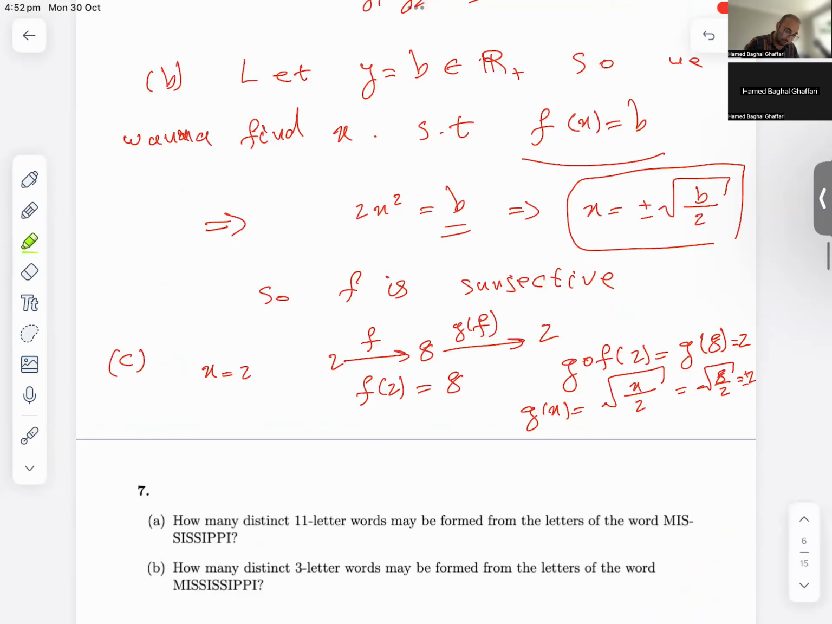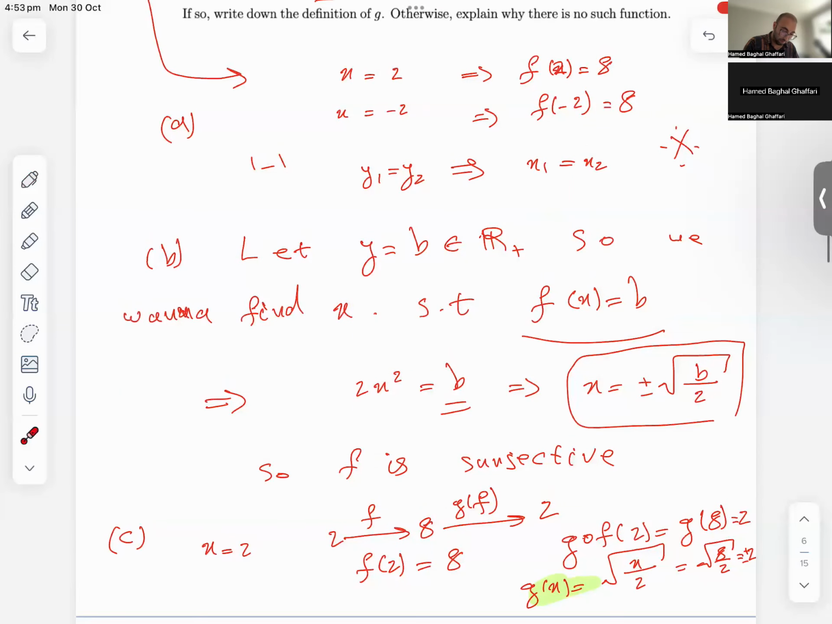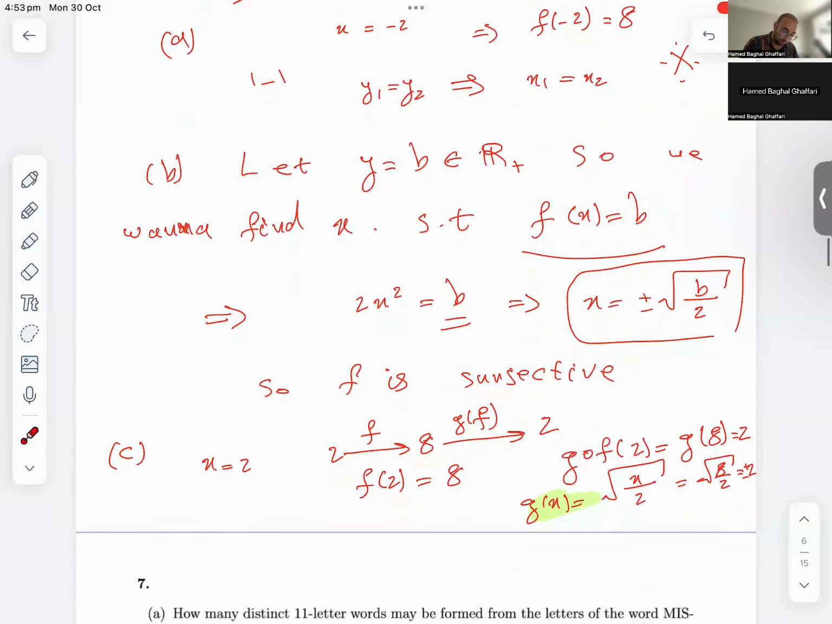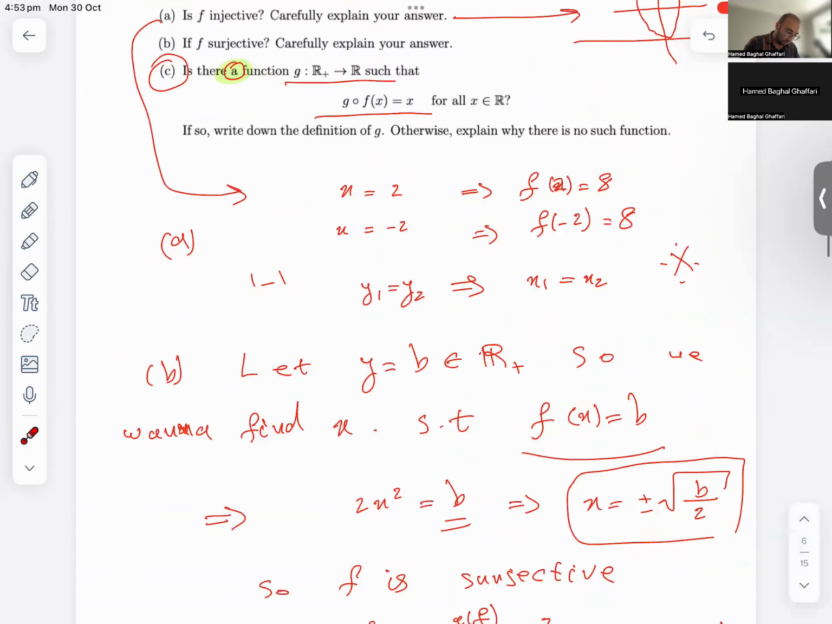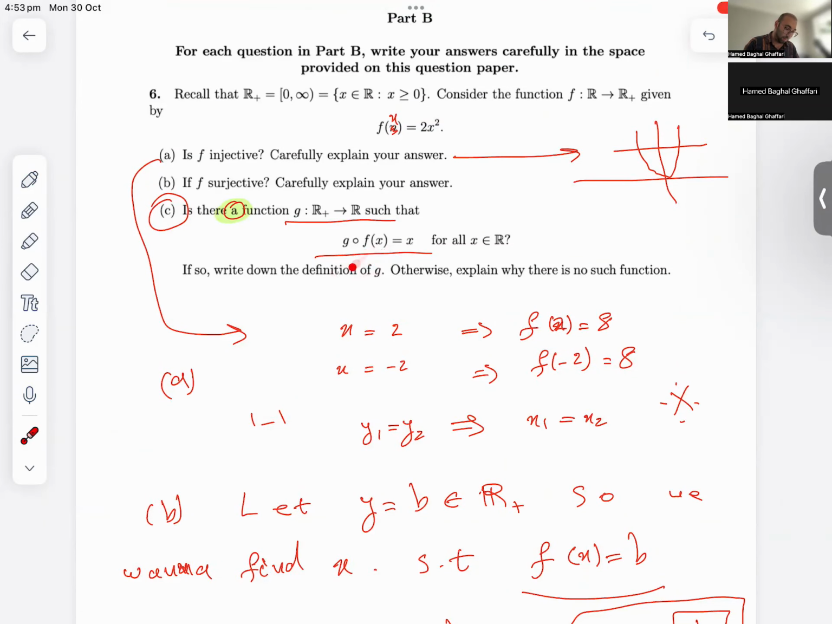Another problem here is that if we have the square root of 8 over 2, it will give us plus or minus 2. So we won't be able to have this one. We cannot guarantee that we will get 2. Maybe we might get minus 2. So we cannot find a function like this.